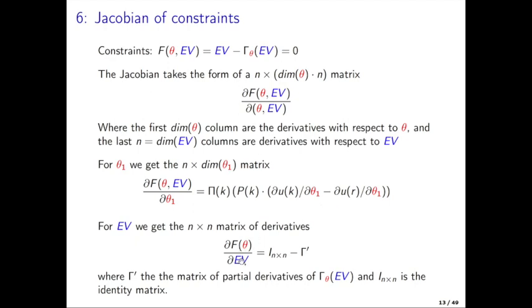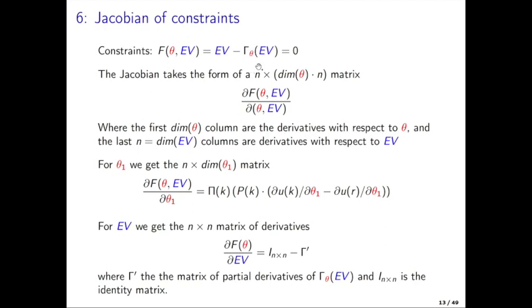With respect to EV, okay. Now the first part here is easy to differentiate. So that's just the indicator. That's just the identity matrix. Or if this was in functional space, it would be the identity operator. Okay. And here we need to subtract the derivative, the Fréchet derivative of the Bellman operator.